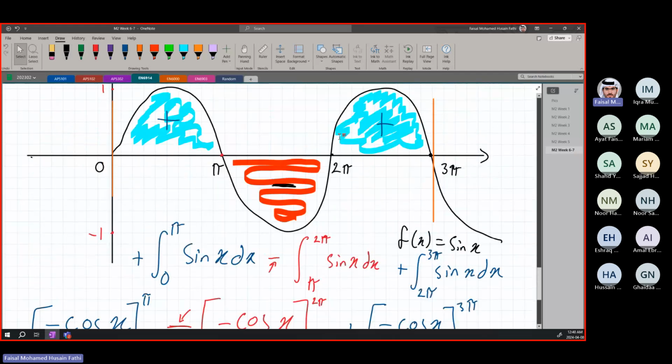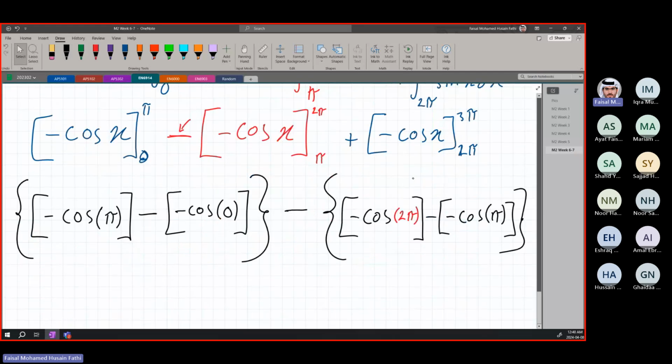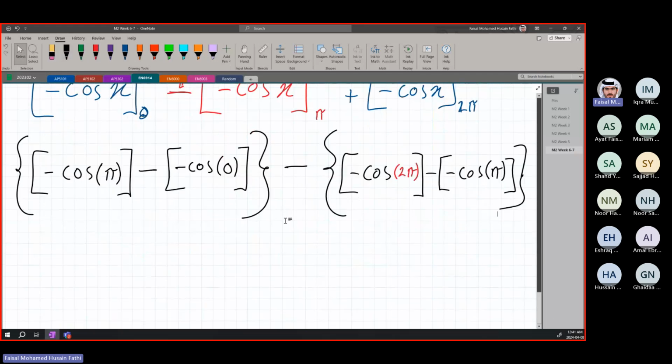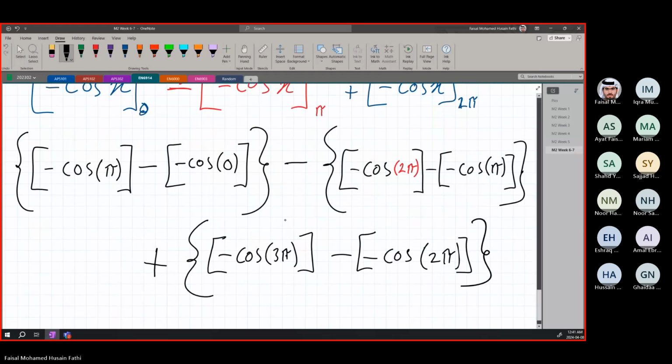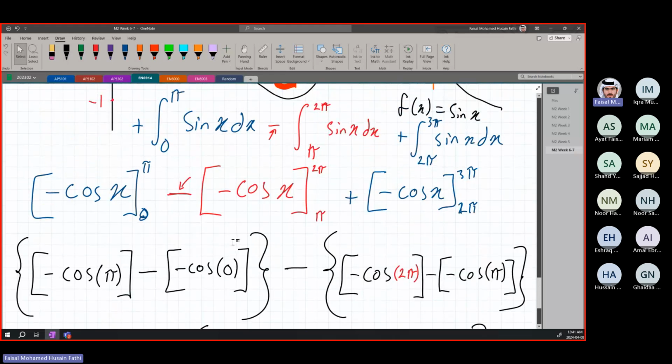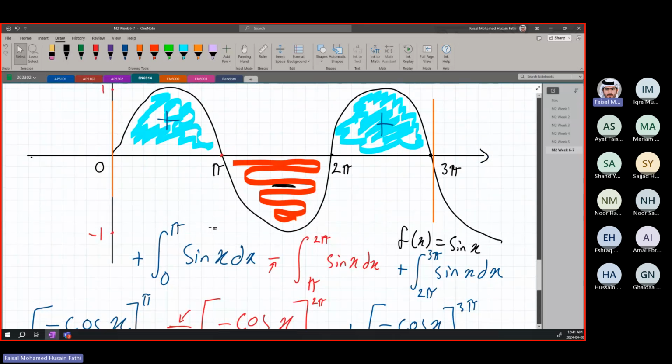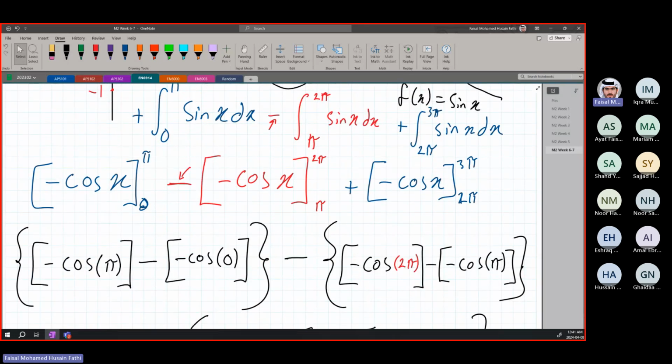The concept is super straightforward, but when you are solving it, you have to make sure you are doing it step by step and working it out from the inside to the outside. And the last one will be plus minus cosine of 3 pi minus minus cosine of 2 pi. And then you can solve this and get your final answer directly. Okay? And this is pretty much how you solve this. Just give me 1 second, 2 seconds, I'll be back.